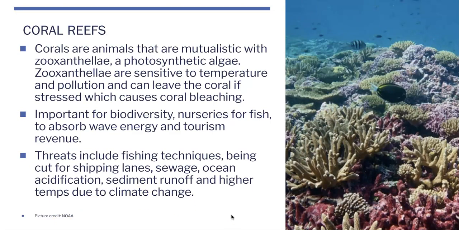Coral reefs. So what's special about coral reefs is that coral is actually an animal that's related to a sea anemone. They're in the same family, but they have to live with zooxanthellae, which is a photosynthetic algae. Without the zooxanthellae, the coral can't live, and so it dies. Zooxanthellae is sensitive to temperature and pollution and can leave the coral if it's stressed. The zooxanthellae gives the coral its color, so when the zooxanthellae leaves, the coral turns white, and all you have left is the skeleton because the actual animals die.